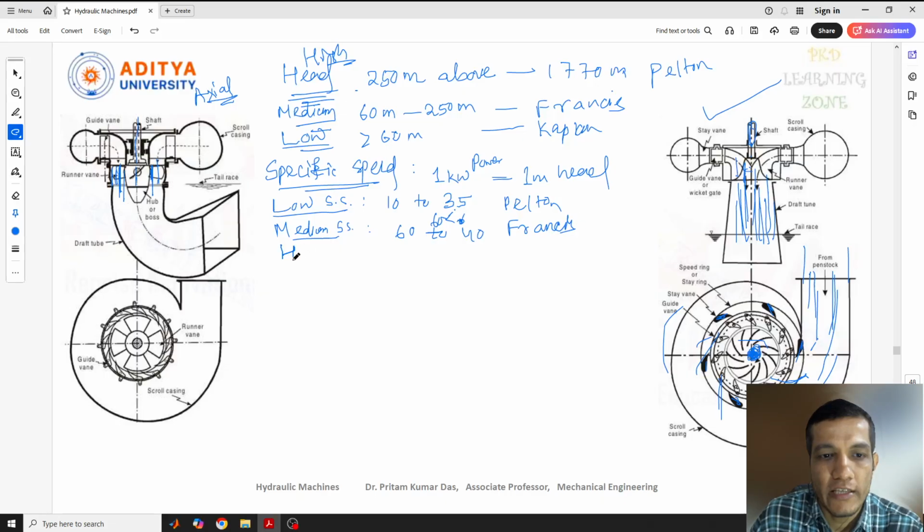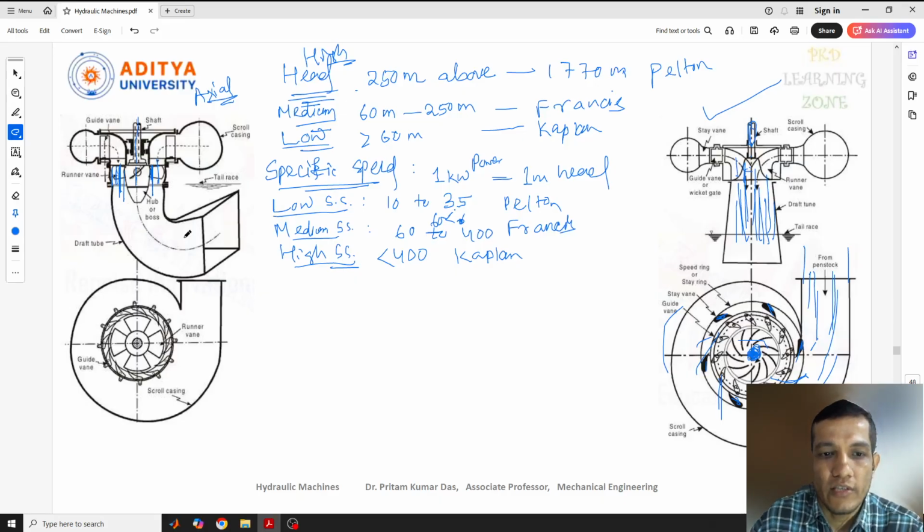And similarly high specific speed. In the high specific speed, it works at more than 400. Here it is greater than 400. What is the example of this? Obviously the Kaplan turbine. The Kaplan turbine or propeller turbine can also be considered in this. So these are the different types of turbines.